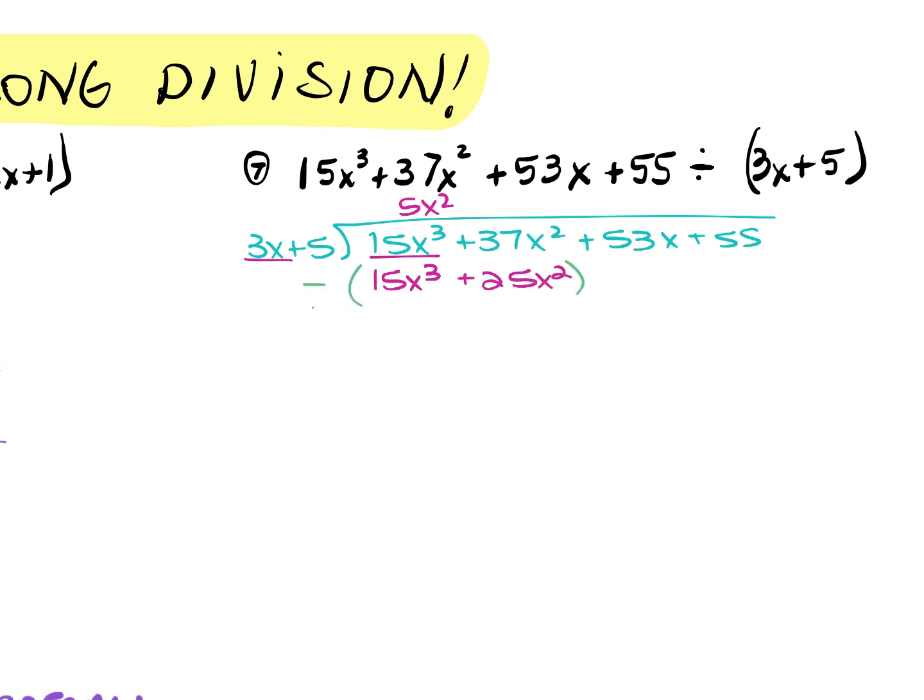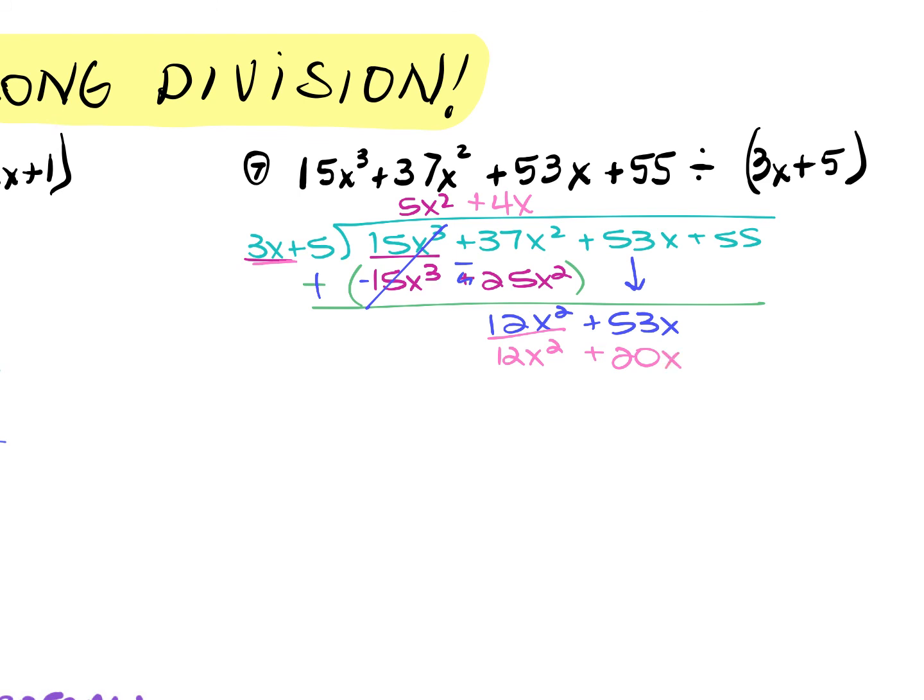You are adding the opposites here. So those 15x cubes cancel. 37x squared minus 25x squared gives us 12x squared. We drop down the 53x, and we start all over again. 3x times what is 12x squared? 4x. So that gives us 12x squared. 4x times 5 is 20x. We subtract or add the opposite. 12x's cancel. 53x minus 20x is 33x. We drop down the 55.